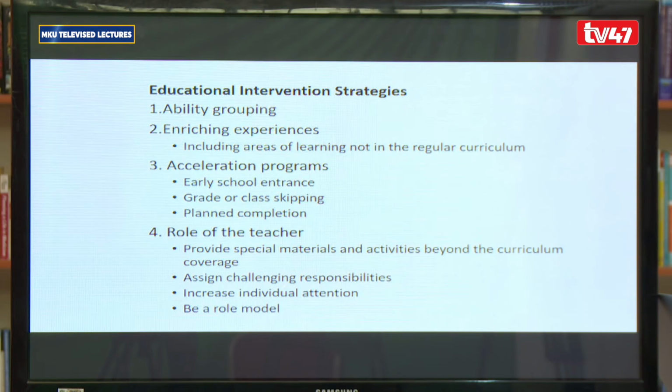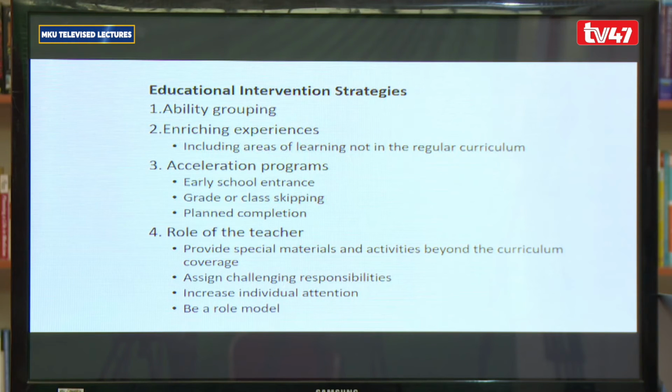Secondly, enriching their experiences. Don't keep them in the same environment, the same experiences. They get bored very fast. So put them in enriching experiences. And here we are talking about areas of learning, not just the regular curriculum. You can go beyond something outside that regular curriculum, which they already feel they understand and in which they're not learning much. Then we talk about acceleration programs.